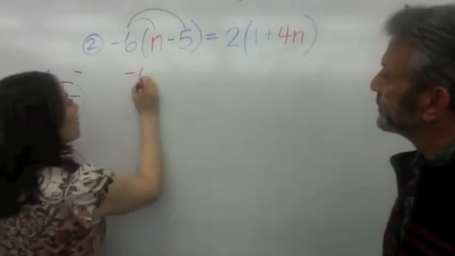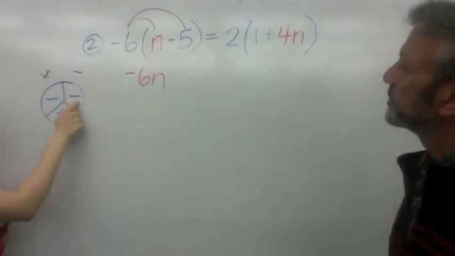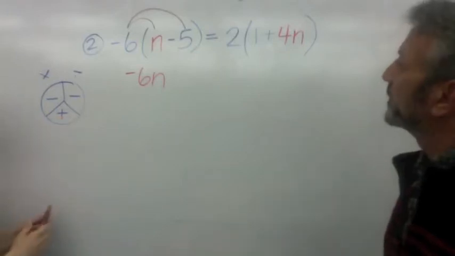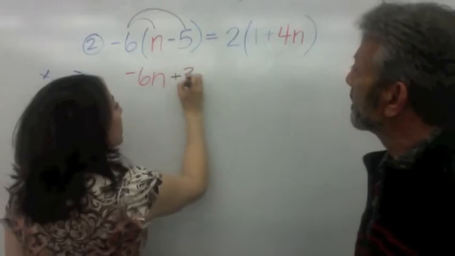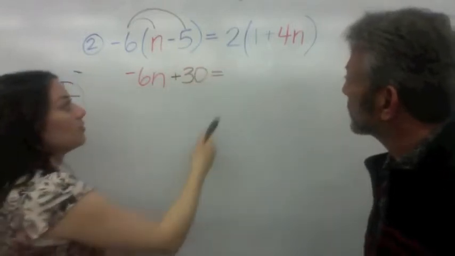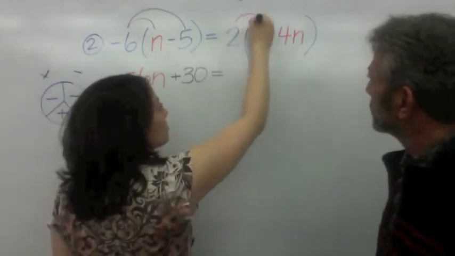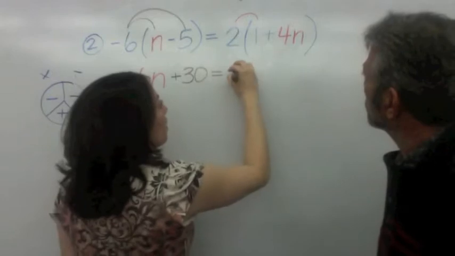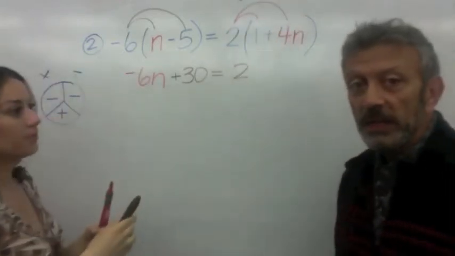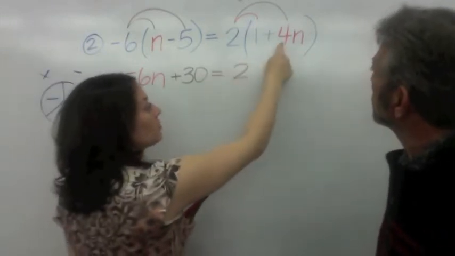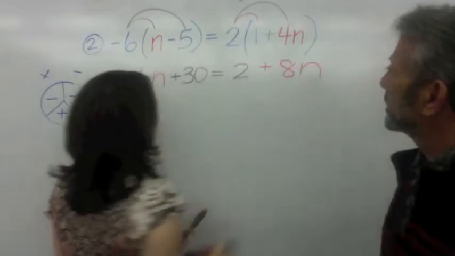Okay. So what is negative 6 times negative 5? Remember, a negative times a negative makes positive. So what's negative 6 times negative 5? Positive 30. Equals, now we're going to distribute the 2 to the quantity of 1 plus 4n. So what is 2 times 1? 2. And then what is 2 times 4n? They're both positive. It's just 2 times 4, and then you add the n. So it's positive 8n.